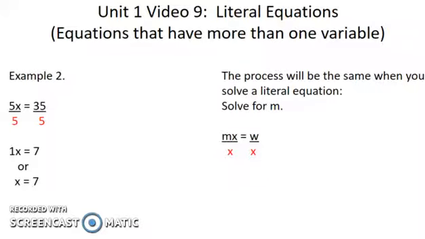Now, I've got a whole bunch of alphabet soup happening here. I can't get a numerical answer like 6 or 7 or whatever. I'm just going to have an answer that contains letters. So x divided by itself is 1. 1 times m is m. And I'm left with the fraction w over x. And that's what my answer is. M is equal to w over x. Okay, give this one a try.